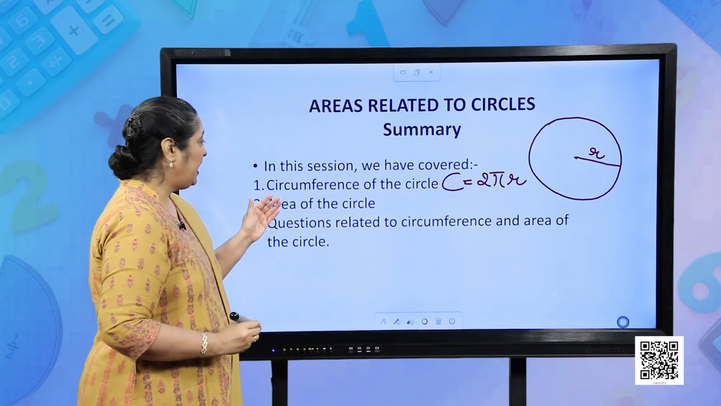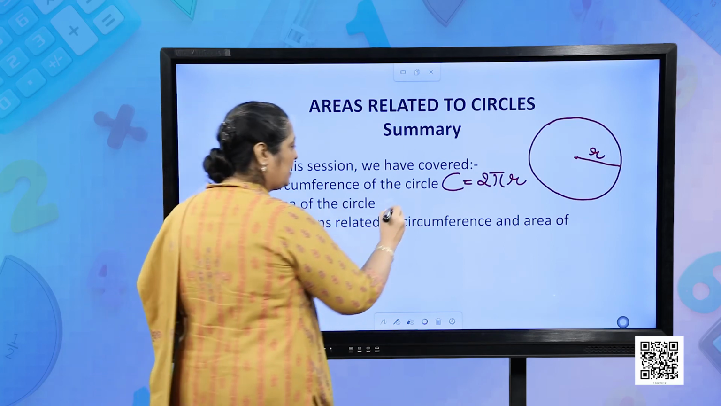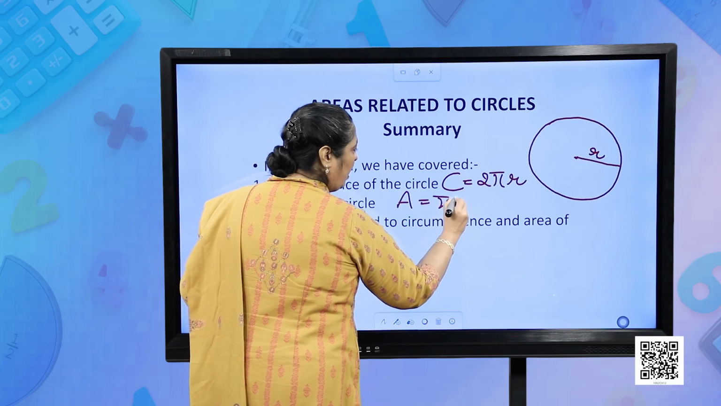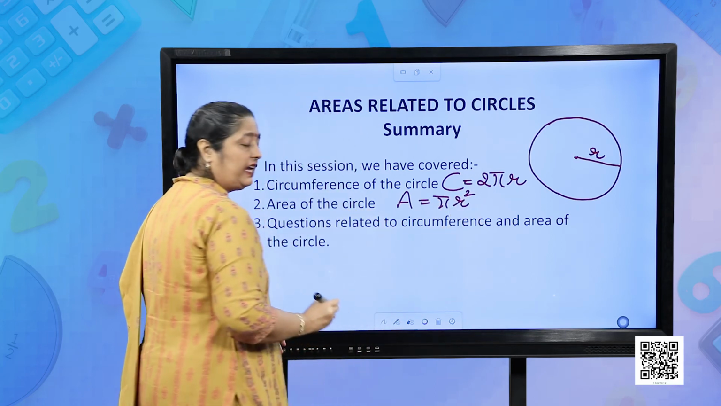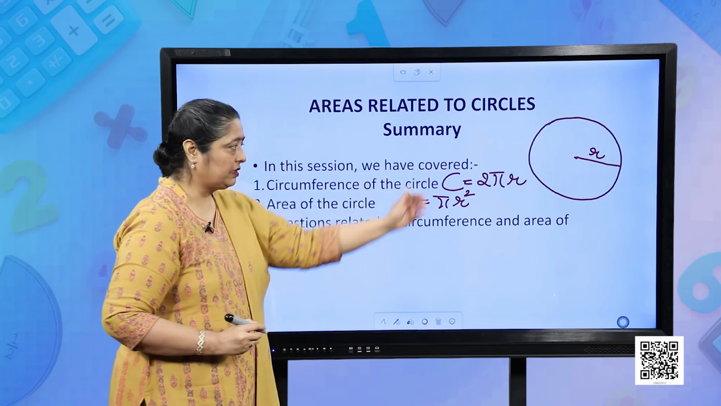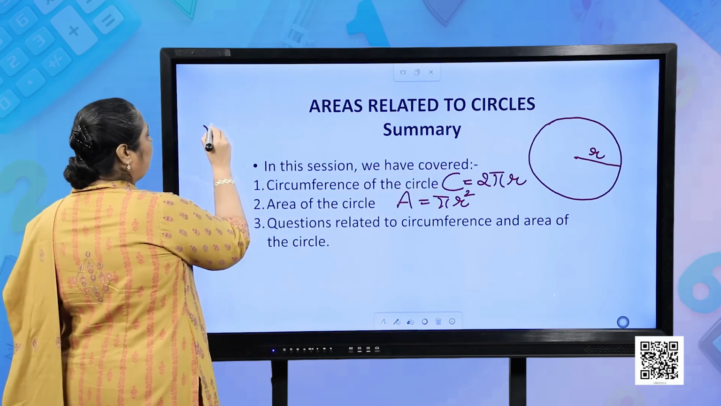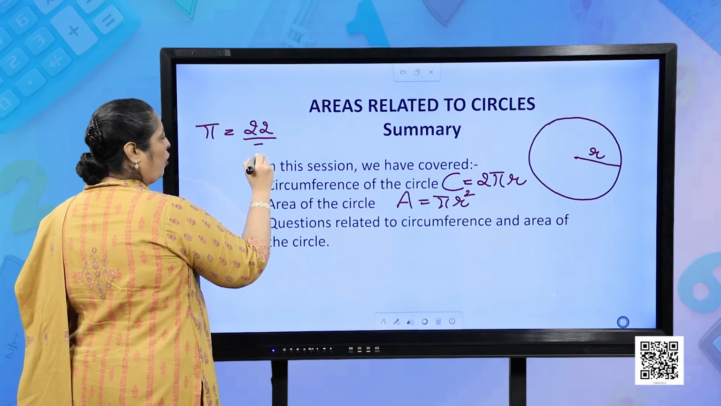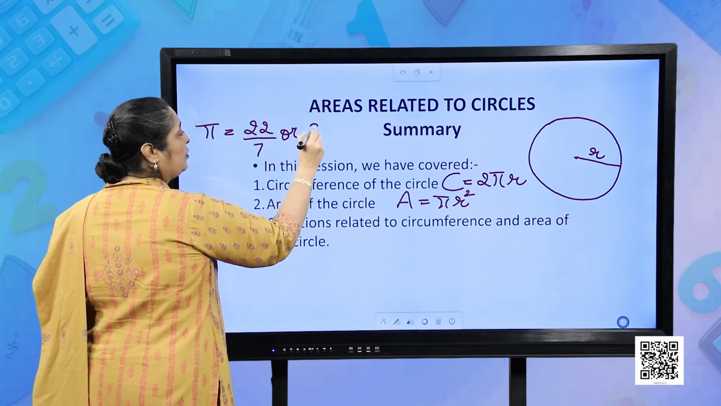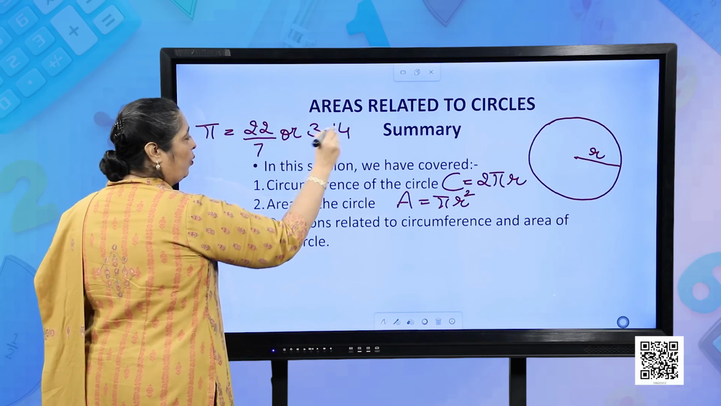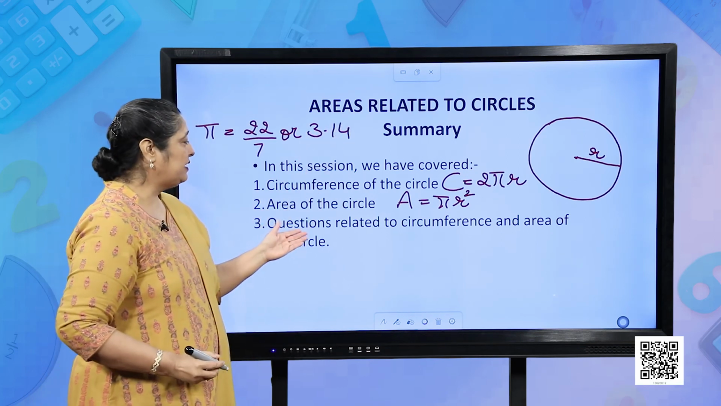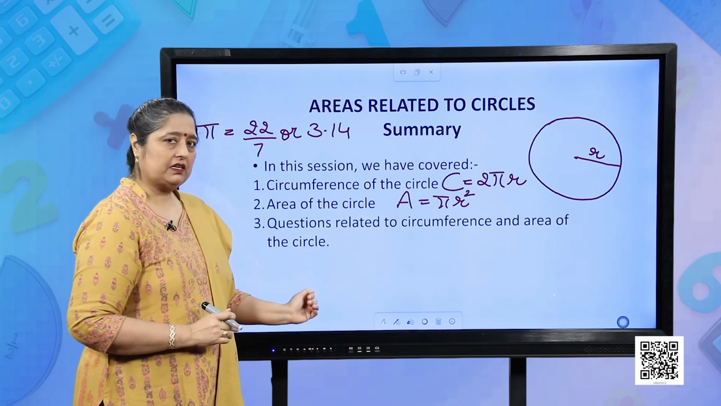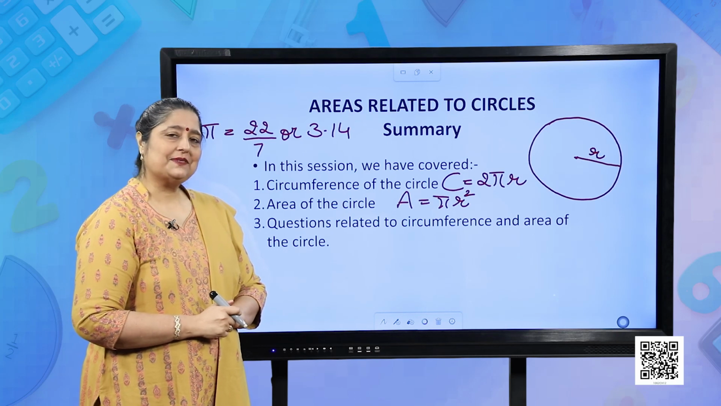Also, we have covered the area of the circle. How can you give that? The area of the circle can be given as A equal to pi r square, where r is the radius of the circle. Also, the value of pi can be taken as 22 by 7 or 3.14. We have also covered some questions related to circumference as well as area of the circle. I hope all the concepts are clear to you.